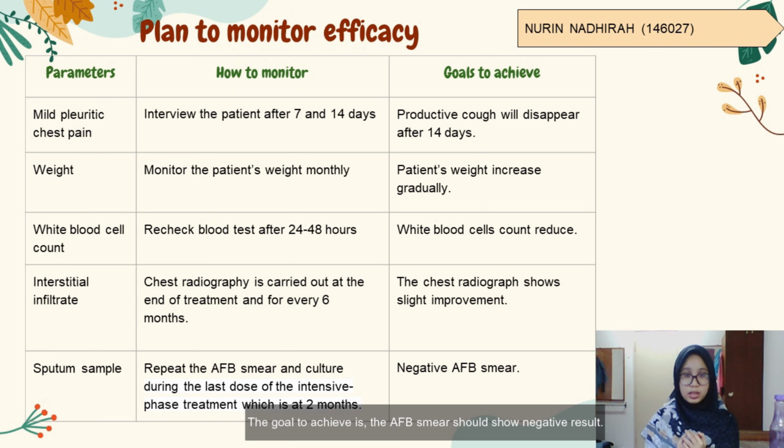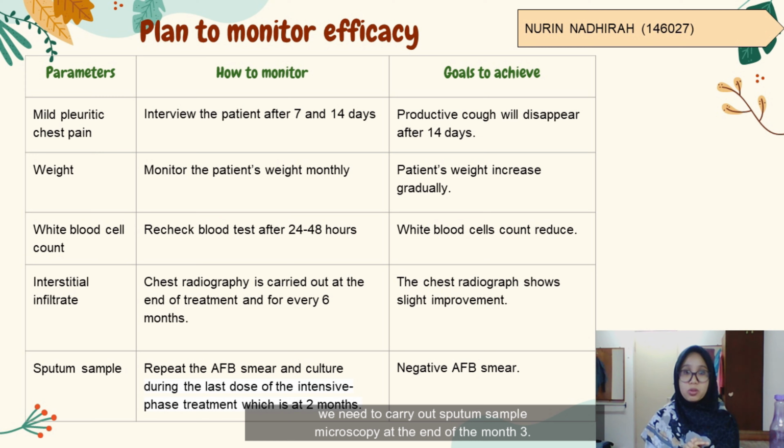However, if the sputum sample shows a positive result at the end of month 2, we need to carry out sputum sample microscopy at the end of month 3. And if the sputum sample is still positive after the end of month 3, we need to perform drug susceptibility testing and also sputum culture because it might be due to multi-drug resistant tuberculosis. Next, we will see the plan to monitor the safety of the anti-tuberculosis drugs.